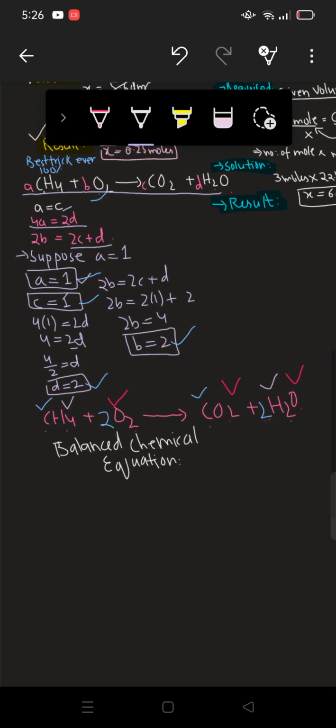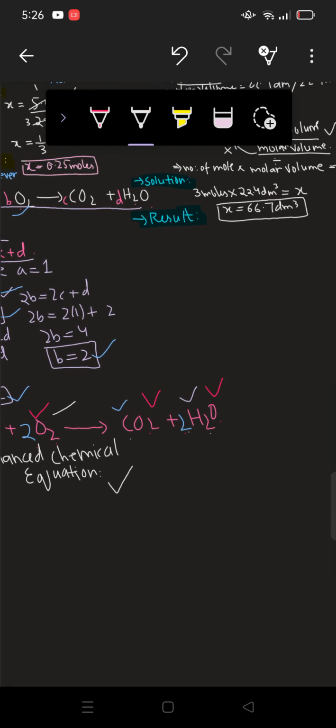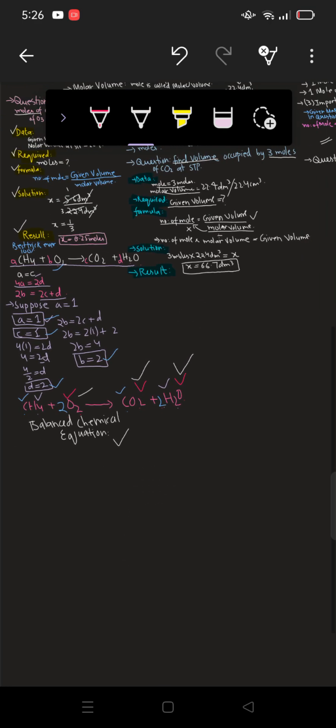Right, now how am I going to read it out? The methane, 1 mole of methane burns in the presence of 2 moles of oxygen, produces 1 mole of carbon dioxide and 2 moles of water. This is how we can read this chemical equation.